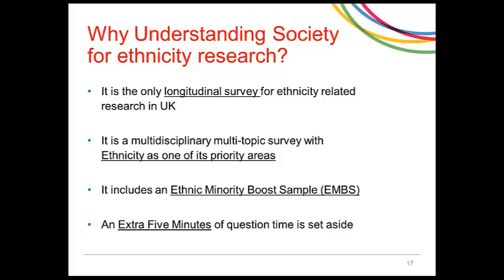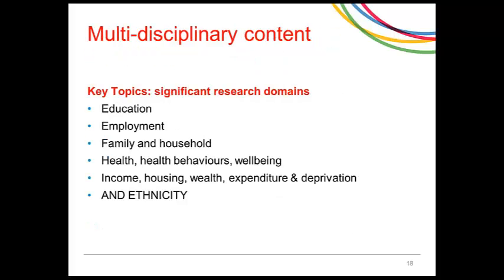Finally, an extra 5 minutes of question time is set aside for questions relevant for ethnicity and migration research, such as questions on harassment, remittances, etc. Now, what are these different topics that are covered by the study? So along with ethnicity-related questions, you also have questions on education, employment, family and the household, health behaviors and well-being, income, housing, wealth, expenditure and deprivation, and many other questions like on attitudes and feelings. Now the idea is this will allow you to answer a wide array of research questions, and we'll see a few examples in a little while.